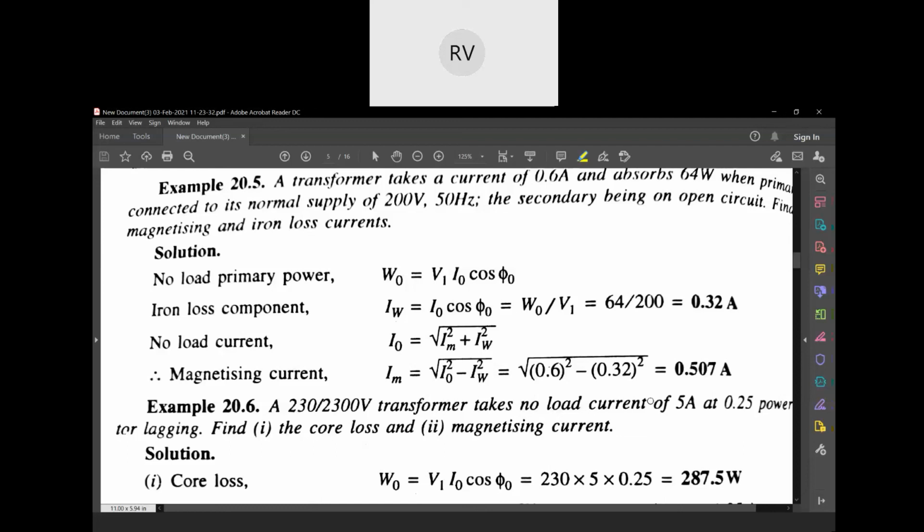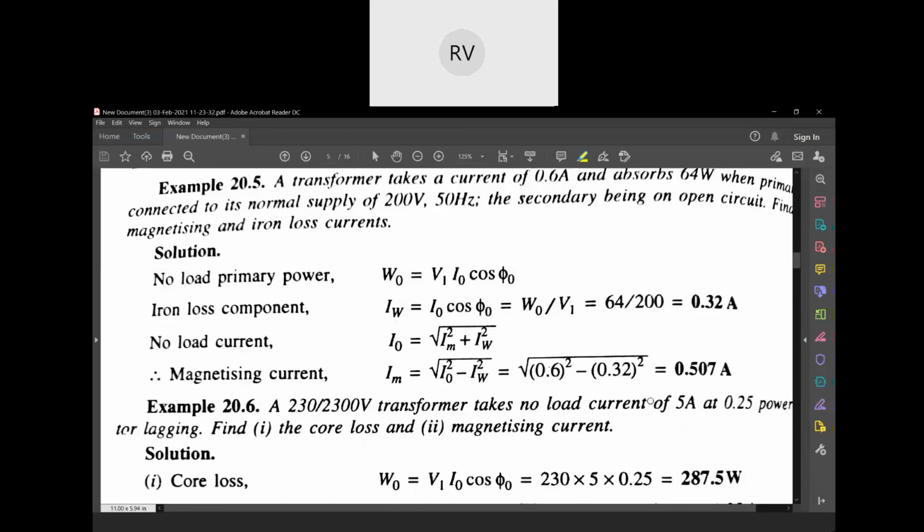He is asking us to find out the IM and IW values. So first thing is no load primary power W naught is equal to V1 into I naught cos phi naught. We know this, right? Iron loss component is given by IW is equal to I naught cos phi naught, which is nothing but W naught by V1. W naught here is given to us as 64 watts. So 64 divided by V1, which is 200 volts. So 64 by 200 will give you 0.32 amperes. This is for the iron loss component IW.